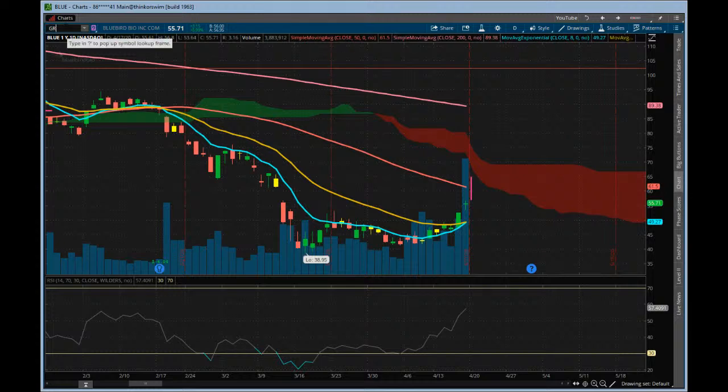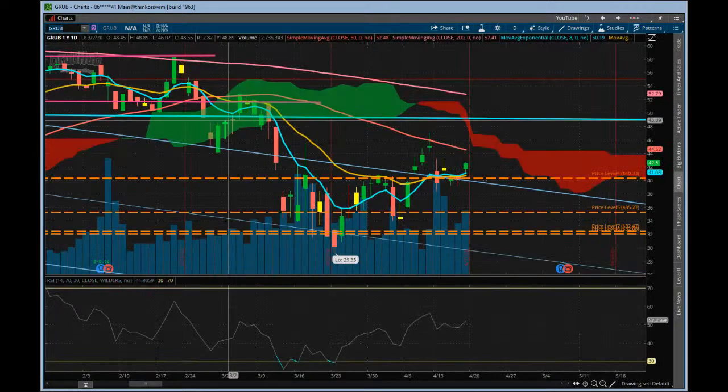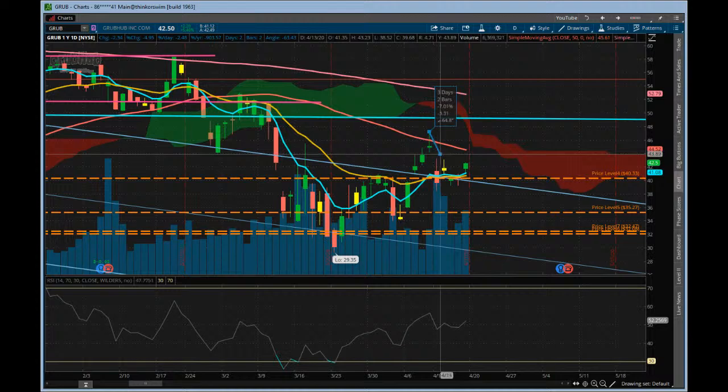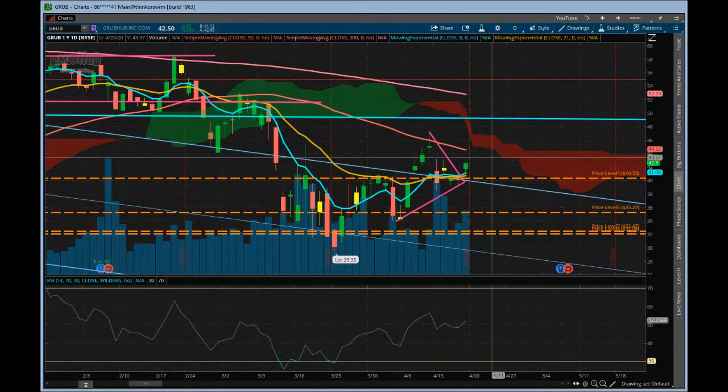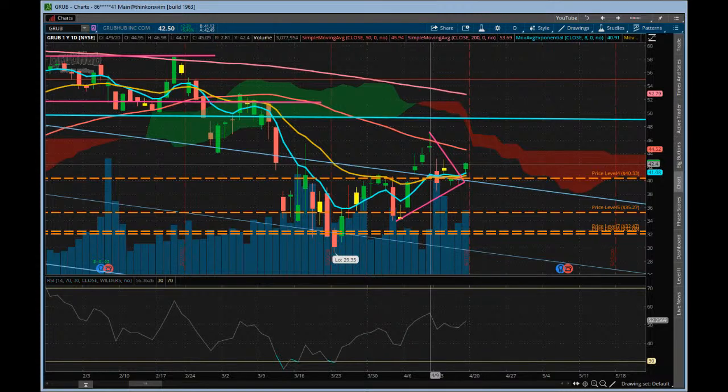And then GRUB. GRUB's looking pretty good. Getting tight. Got tight right here. So it's trying to show that it's getting out of this triangle. The 50 moving average is above. So see if we can get any follow through on that one on Monday.